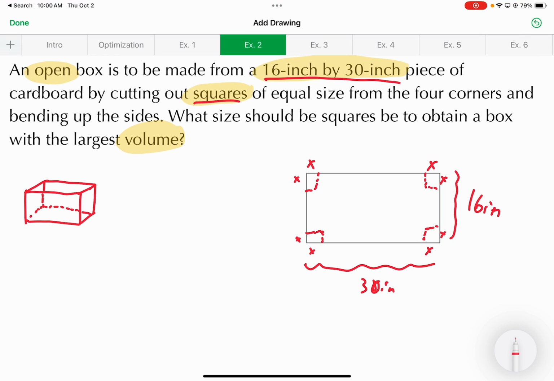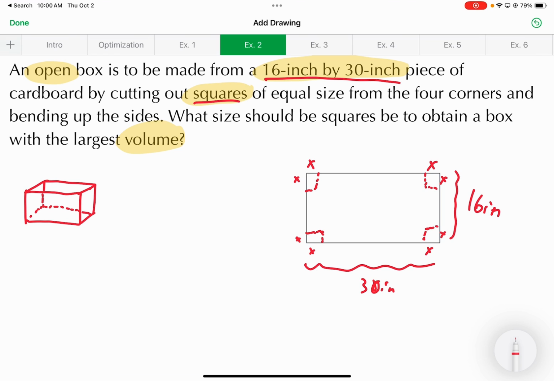Okay, so what's happening is we're cutting out the squares of the box and then we're folding up the sides. And then it's making something that looks like that, okay? So that's what I want to find the volume of. I need to get some expressions for each one of those dimensions.